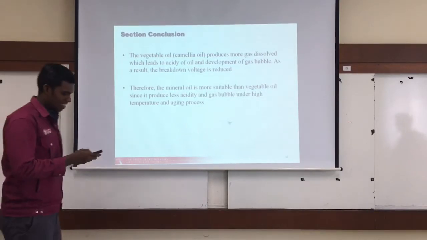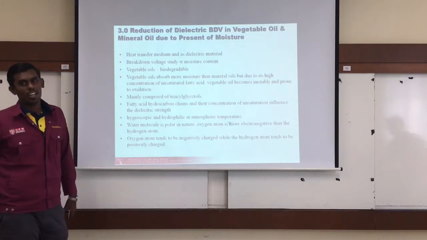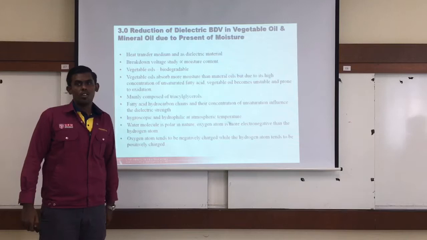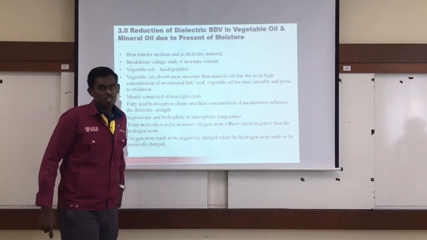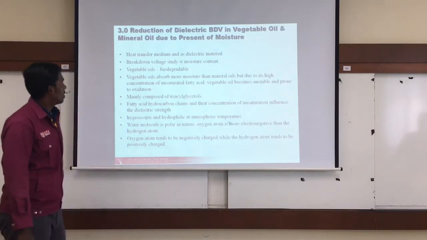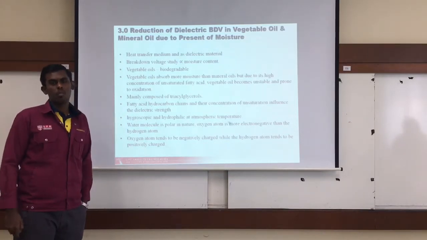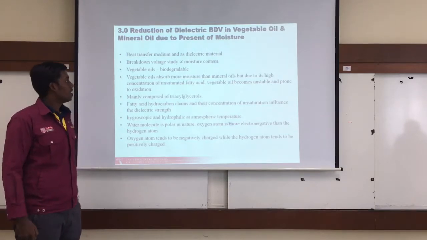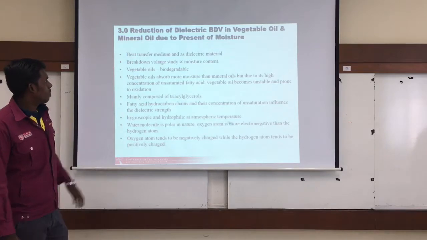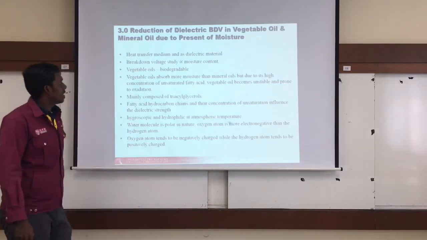Okay, so I'm going to talk about my part, which is the reduction of dielectric breakdown voltage in vegetable or mineral oil due to moisture content. So how does moisture content affect the breakdown voltage? The oil, the transformer oil or vegetable oil used, will be the heat transfer medium and also a dielectric material. And then the breakdown voltage is directly related to moisture content.